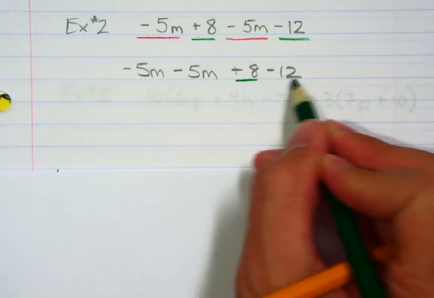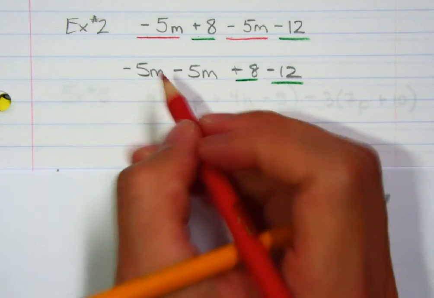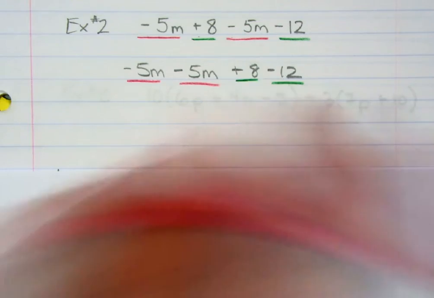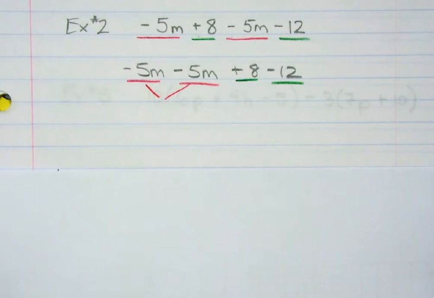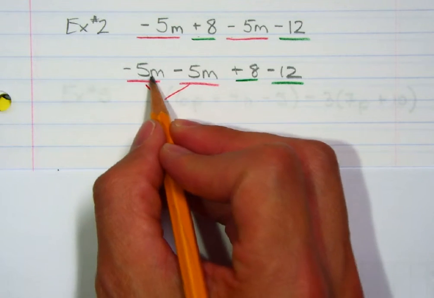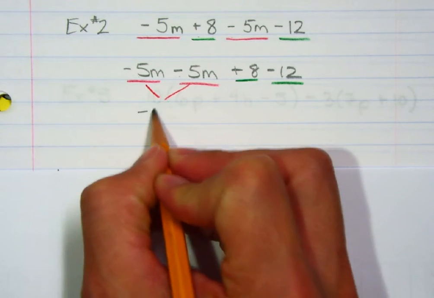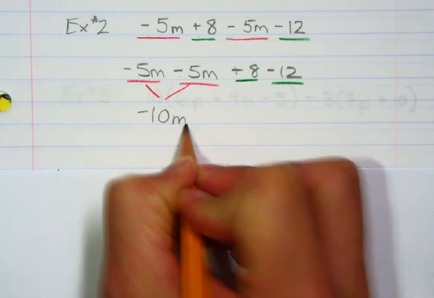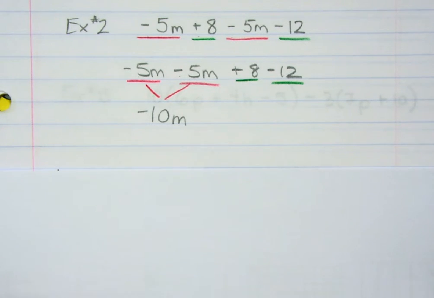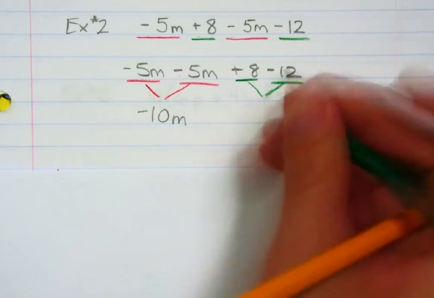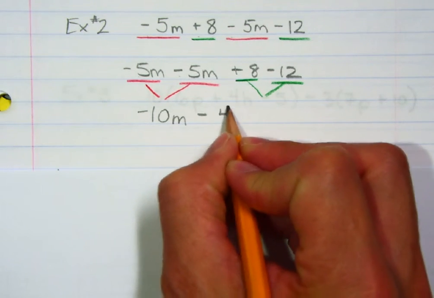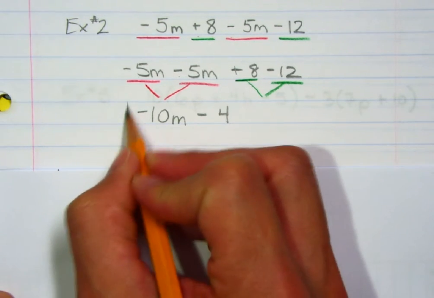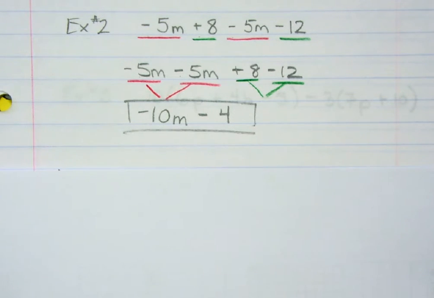All I did is use the commutative property of addition to rearrange the terms in a simpler way. At this point I can notice that these two can combine. Negative 5 and another negative 5 added together gives you negative 10, and I put an m there. And then these two terms, 8 and negative 12, neither of them has variables, so those are called constants. I can add them together and get negative 4, and so that would be my final answer there.